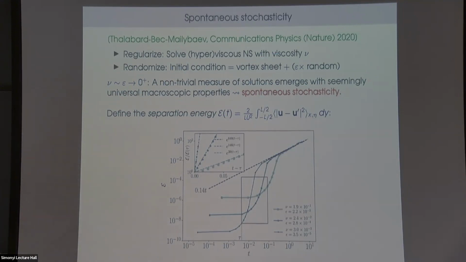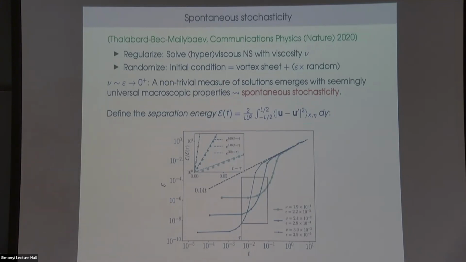That's what I mean by a non-trivial measure. This is sometimes called spontaneous stochasticity. In the paper, they study various ways to quantify it. One is by the separation energy. So what's the separation energy? You take one random solution, take another random solution, subtract them, calculate their energy, and average over all samples.